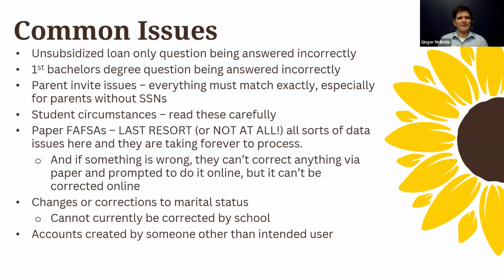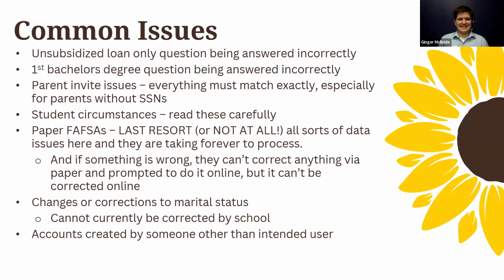Same goes for the first bachelor's degree question answered incorrectly. It's going to ask them about their high school completion status, and it's going to ask them if they've earned a first bachelor's degree by the time they're starting this semester. And that's because different types of financial aid are only available to first-time degree-seeking students, so students who haven't already earned a bachelor's. We've seen a lot of issues with the parent invites, and so making sure that everything matches exactly, especially for students whose parents don't have social security numbers.